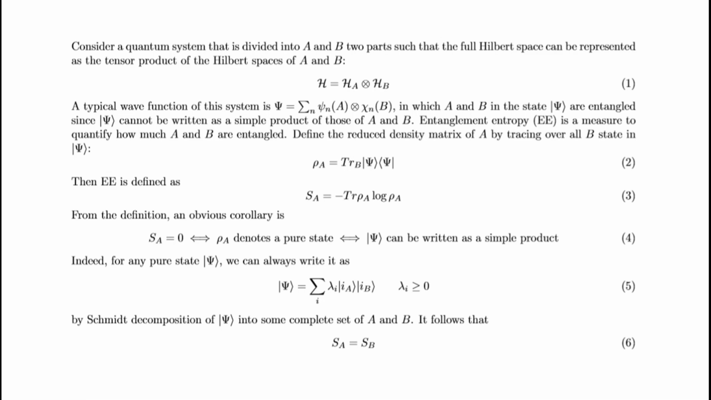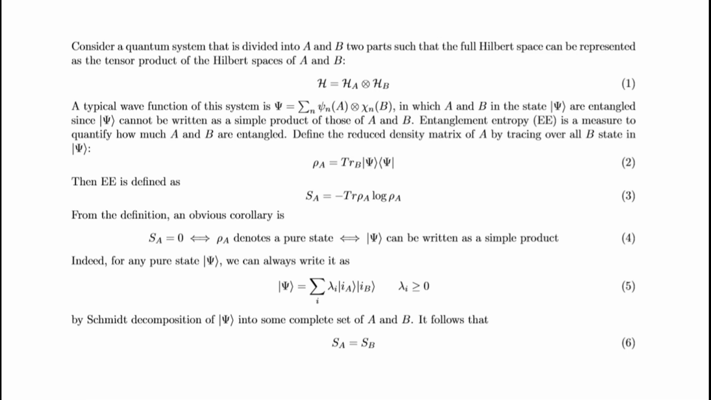Consider a quantum system that is divided into A and B, two parts such that the full Hilbert space can be represented as the tensor product of the Hilbert spaces of A and B. A typical wave function of this system is psi. A and B in the state psi are entangled, since psi cannot be written as a simple product of those A and B. Entanglement entropy is a measure to quantify how much A and B are entangled.